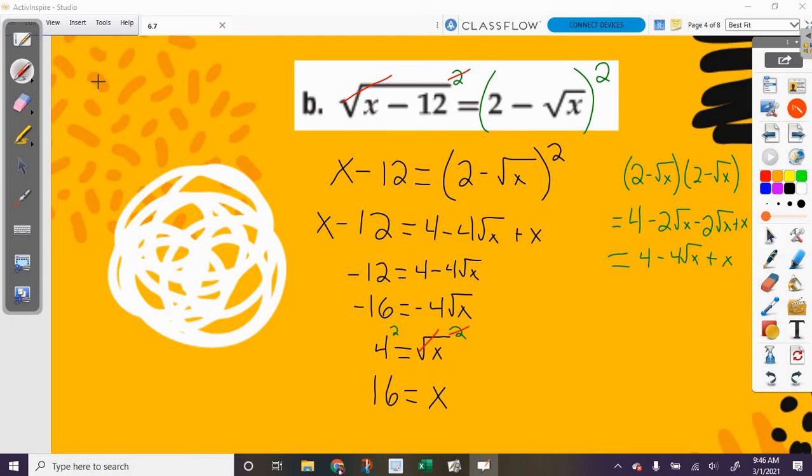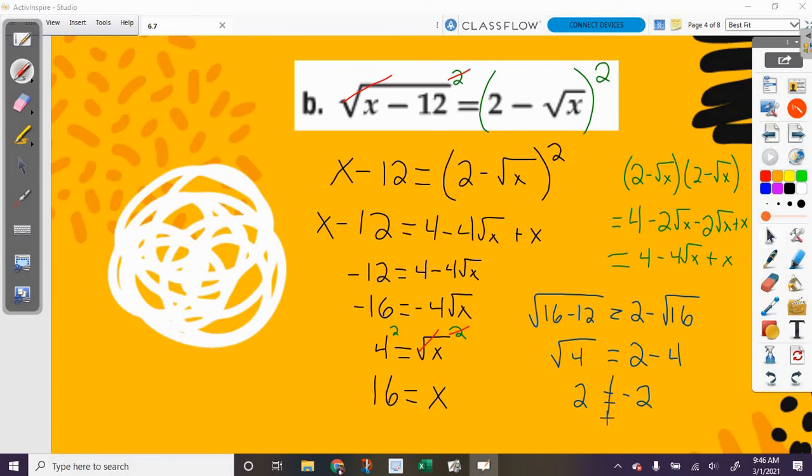So notice that if I plug 16 back into my original equation, 16 minus 12 gives us the square root of 4, which is 2. And then the square root of 16 is 4. But notice that 2 minus 4 gives us a negative 2.